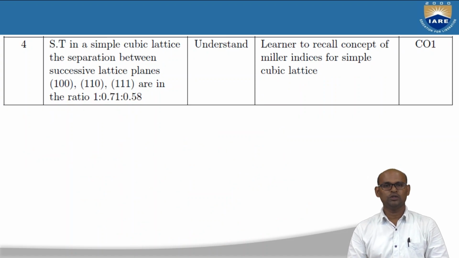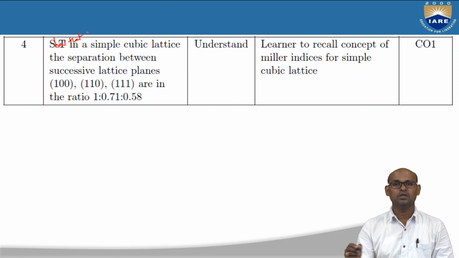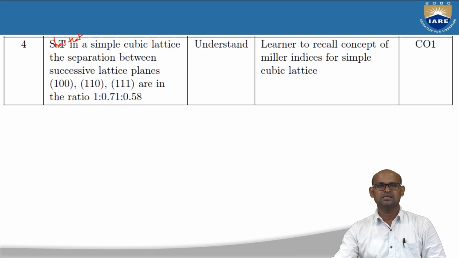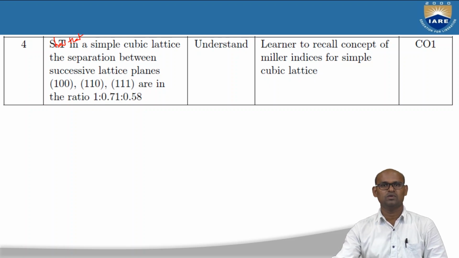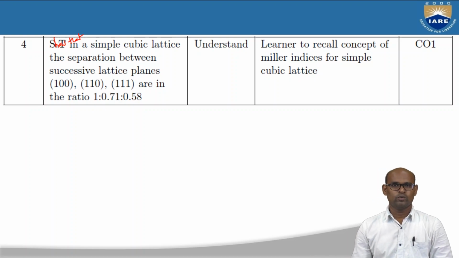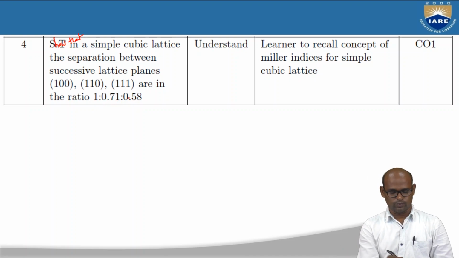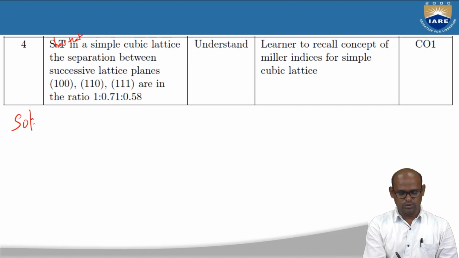So the next problem is: show that in a simple cubic lattice, the separation between successive lattice planes 100, 110 and 111 are in the ratio of 1:0.71:0.58. Okay. So we need to show that this cubic lattice has planes and the separation between the planes is in this ratio of 1:0.71:0.58. So we need to show this.